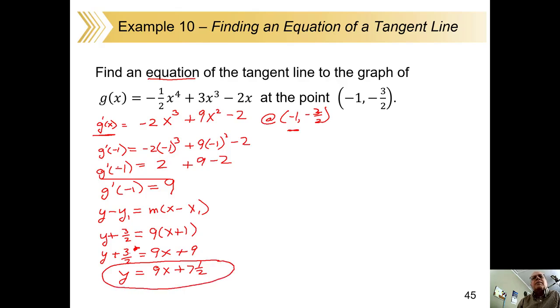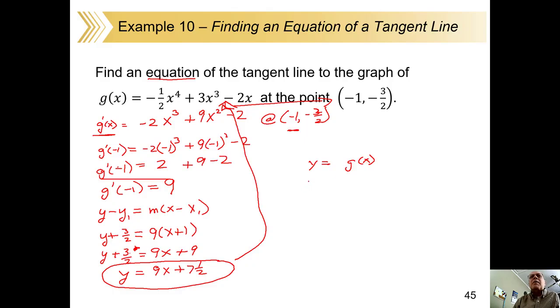This line will be tangent to this curve at that point. Now this is where it's really fun to have a graphing calculator. Go up to that y equals key and type in the g of x. I'm not going to write it out.